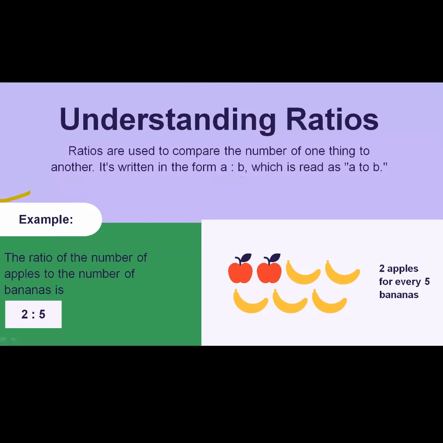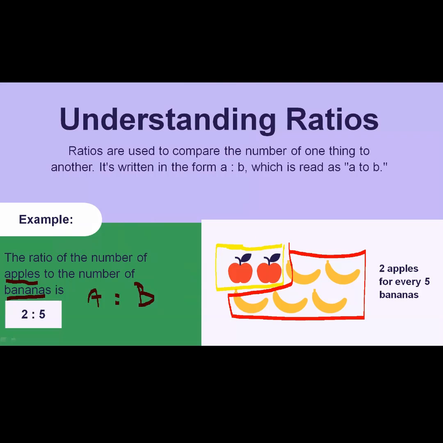So let's discuss one example. If we have 2 apples and 5 bananas, the ratio of the number of apples to the number of bananas, apples ratio bananas, will be 2 apples and 1, 2, 3, 4, 5 bananas. So it would be 2 ratio 5. We have to say that 2 apples are there for every 5 bananas.